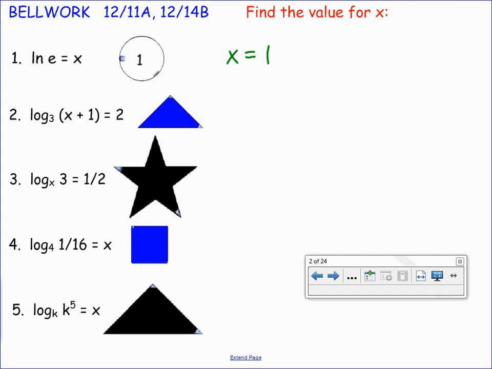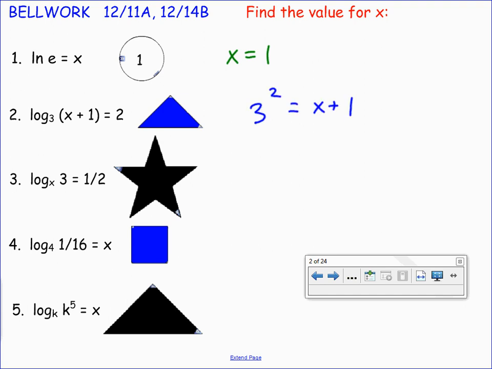Now I have a single log. It's already solved for, no coefficient outside. So I'm ready to exponentiate, that is, rewrite in exponential form. Go ahead and tell the class what that will look like as a power statement. Base to the exponent equals input. So what will number 2 look like when I rewrite in exponential form? Aaron? x squared equals x plus 1.